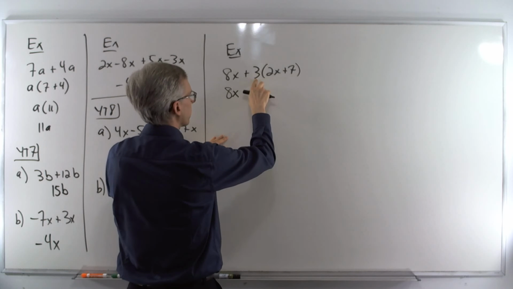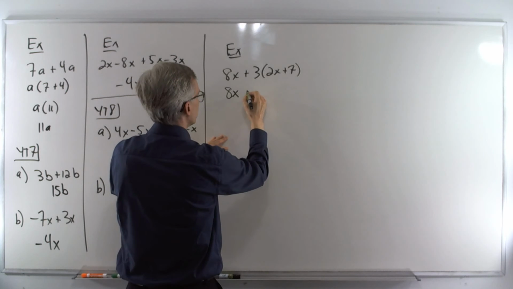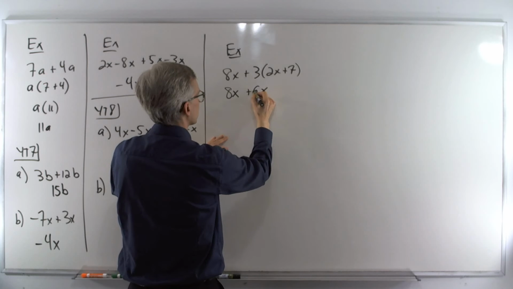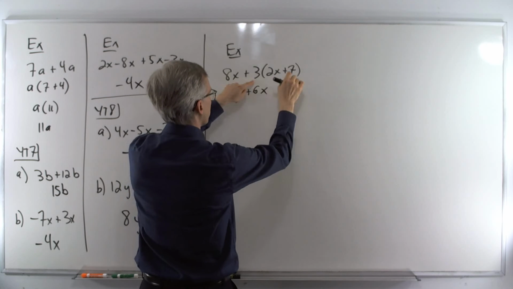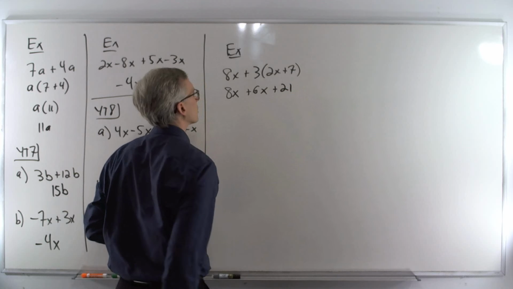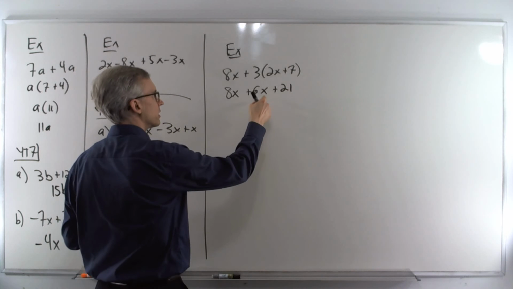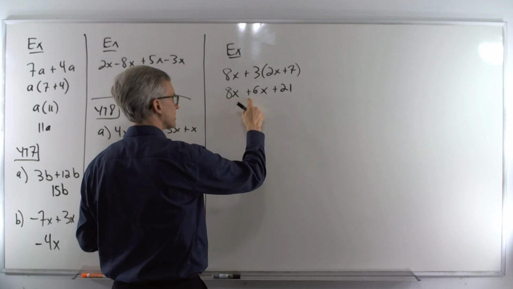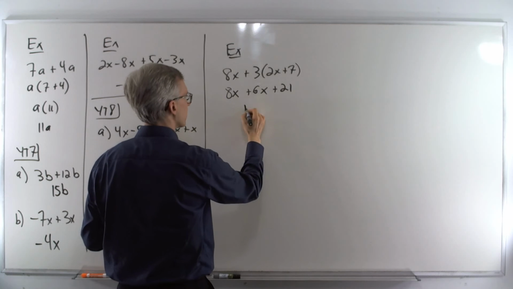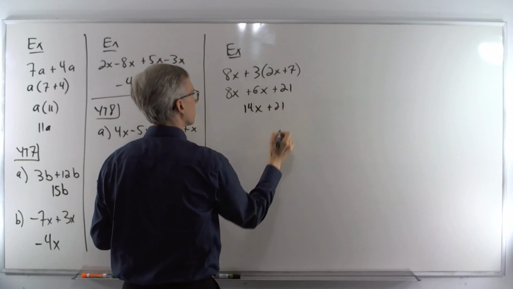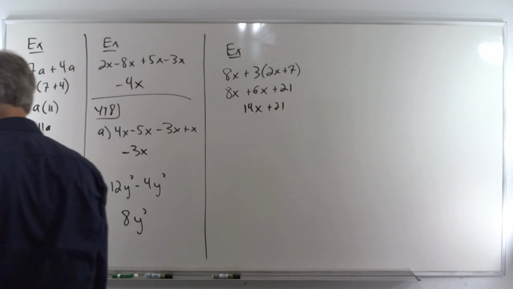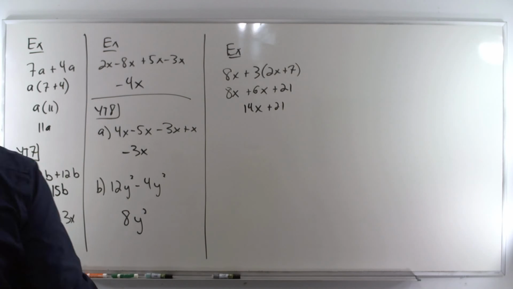All right, now we're going to distribute 3 times 2, so that's 6x. And we got 3 times 7, and that is 21. All right, now we know how many of each that we have. Now we can combine into like terms. So the two that match are 8x and 6x. Those have the same variable parts. So that's 14x plus 21. Your turn, number 9.